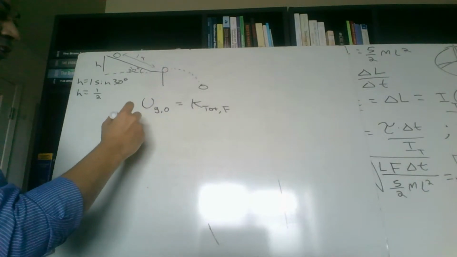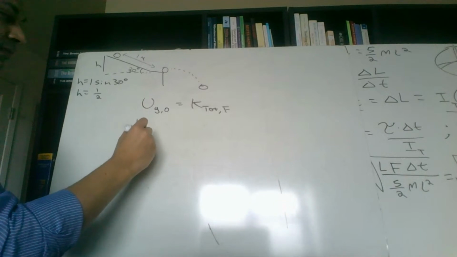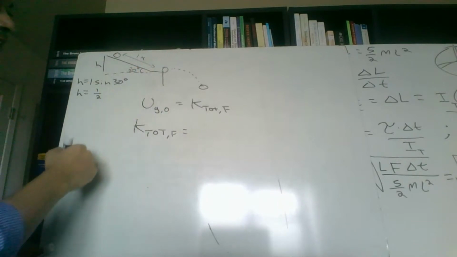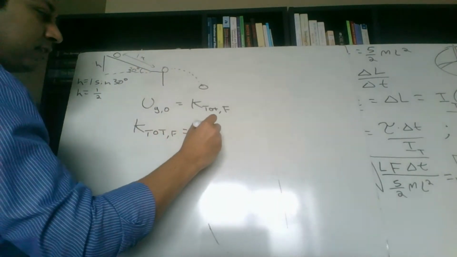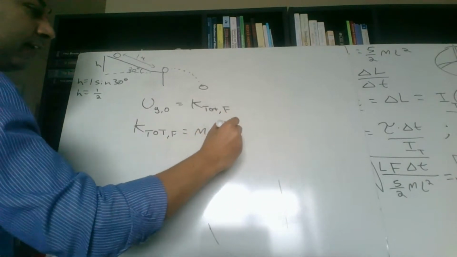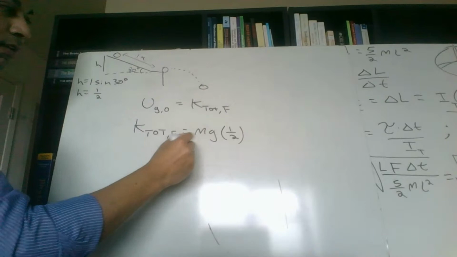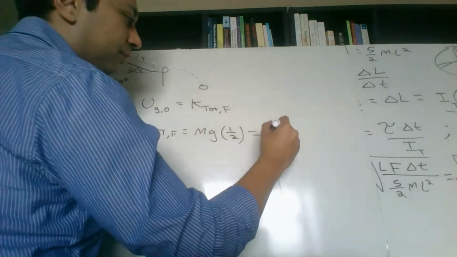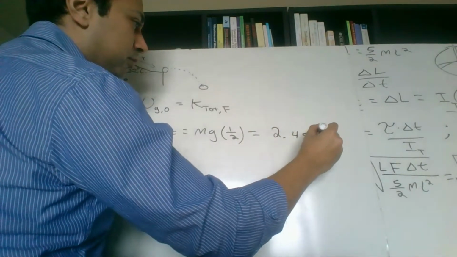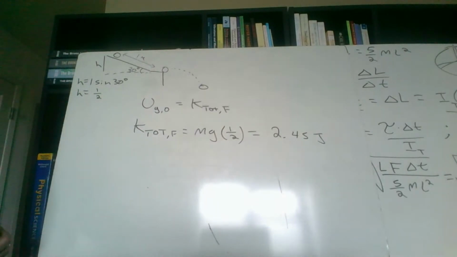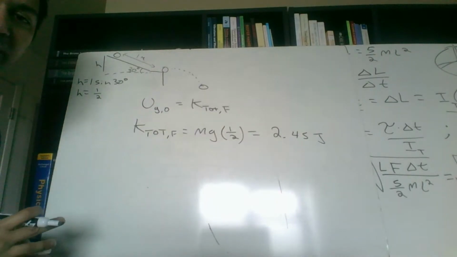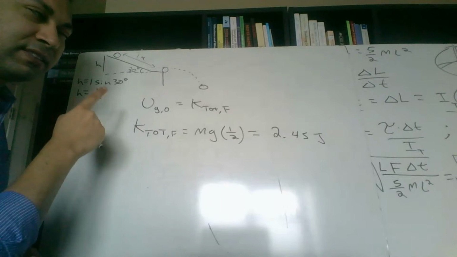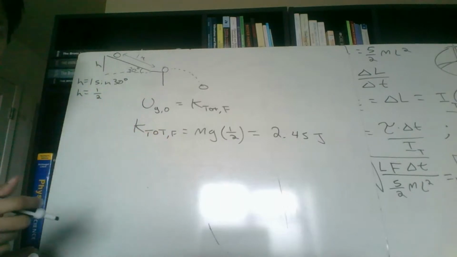So the total potential energy is equal to, so K total final at the end of this table right here is going to equal M times G times H, which was a half. And that's it. And that'll equal 2.45 joules. Okay, so that's what they were asking for. They were asking for the total kinetic energy. This energy is the combination of both rotational plus translational.